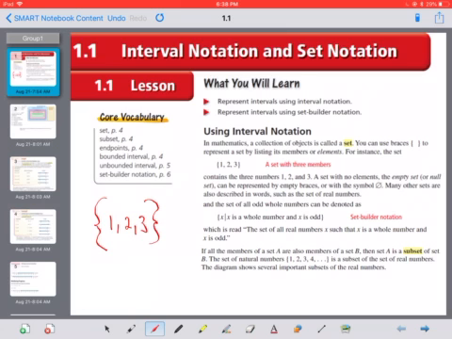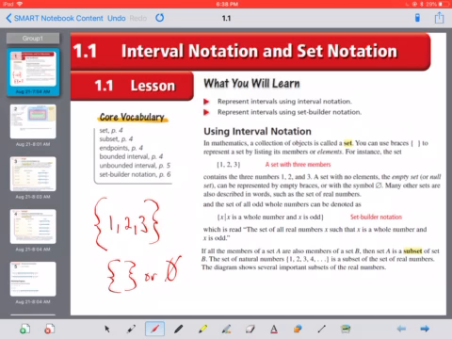Okay. A set with no elements is the empty set or null set. It can be represented by empty braces. So you could just say there's nothing in there. Or you can use the empty set symbol. That means no solution, no answer, empty set.